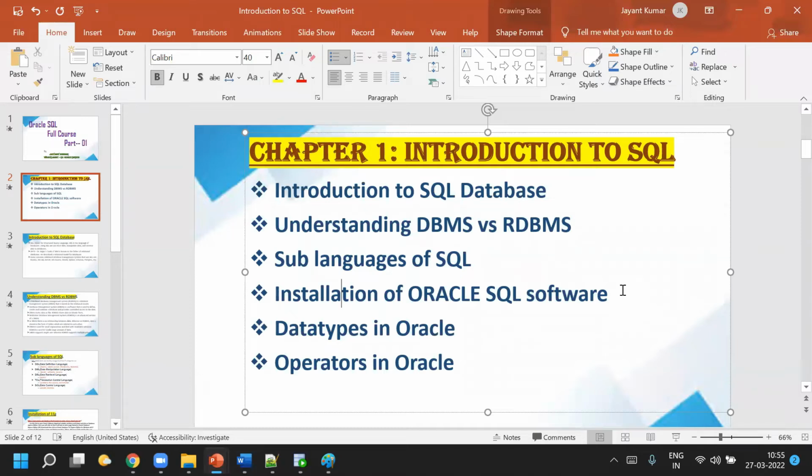How many of you have SQL installed on your laptop? Oracle SQL. Jana, you have installed. Soumya, you have installed Oracle SQL on your laptop.